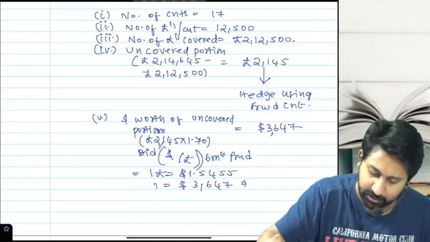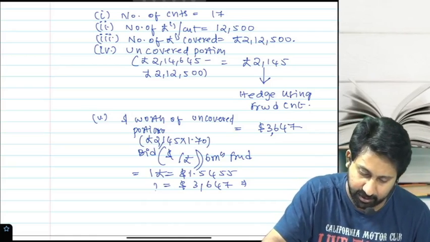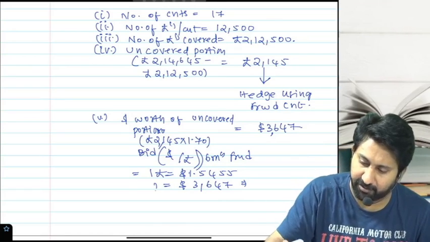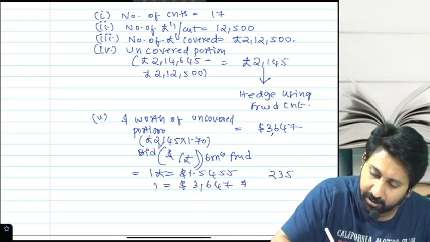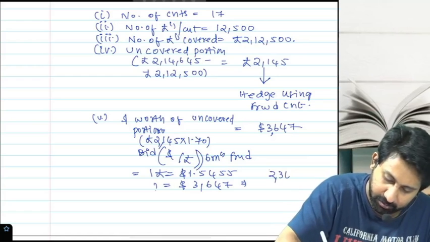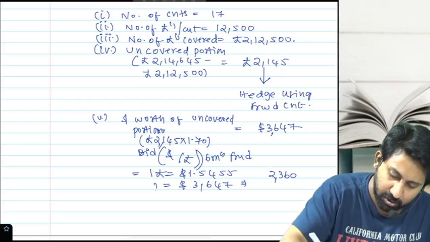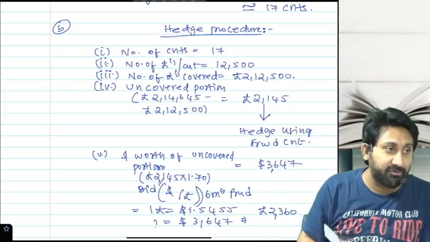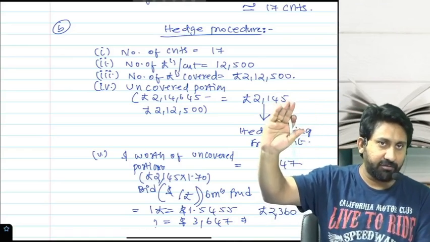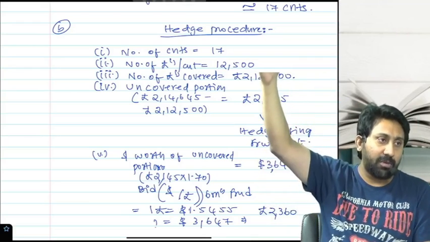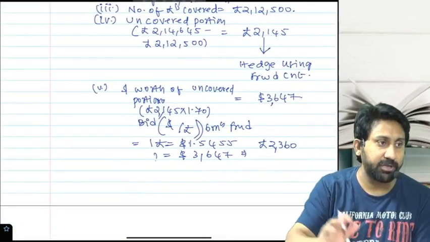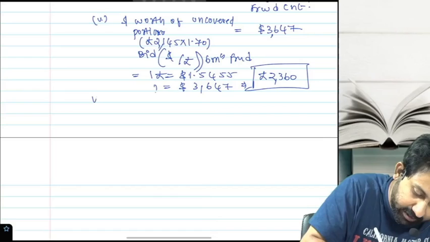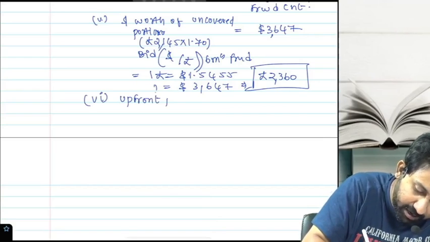How many dollars do we need to cover? 3647. Now tell me how many pounds. 3647 divided by 1.5455 means how much? 2360. What is 2360? 2360 pounds you need to spend. If I would have covered everything in options, I would have spent only 2145. Since that portion of 2145 can't be covered using the options, we have taken it back to normal and we are converting it using the forward market. I need to spend 2360.